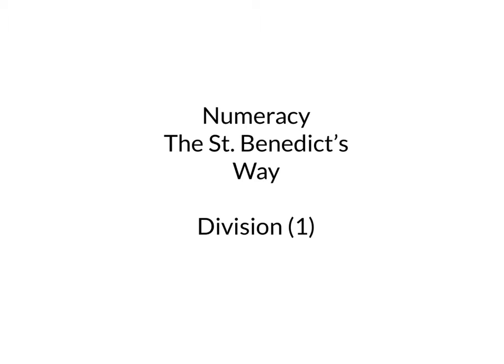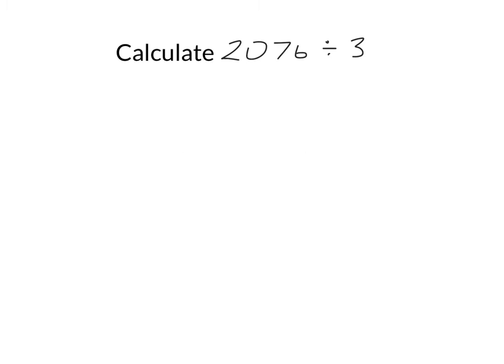Today we're going to start having a look at division. Okay, so here we want to calculate 2076 divided by 3. So set our calculation up, 3 into 2076. So essentially in order to do this we need to know our 3 times table.